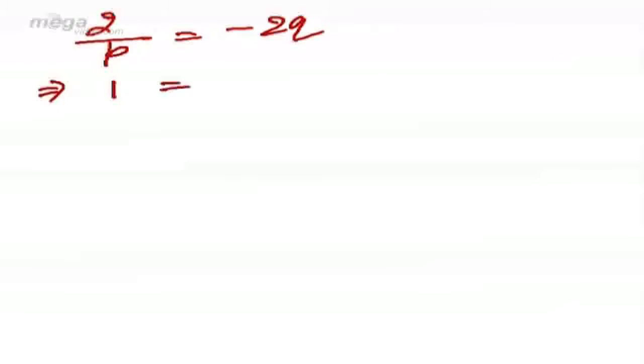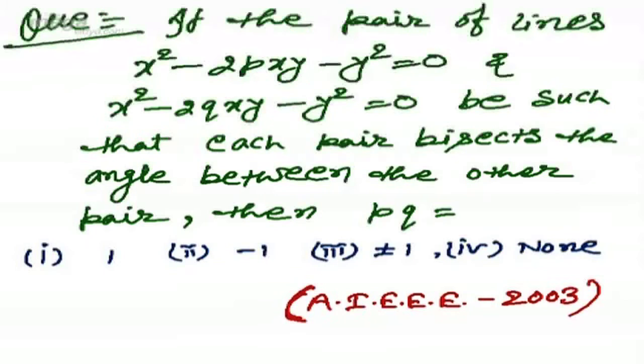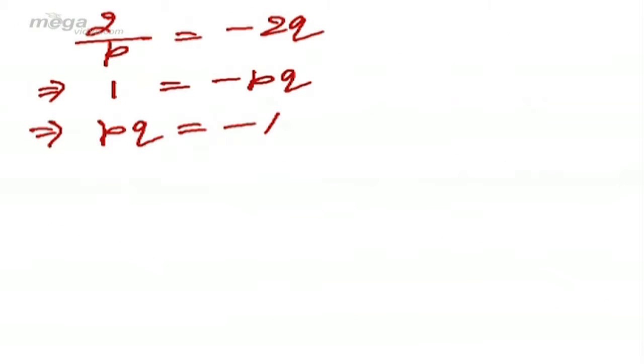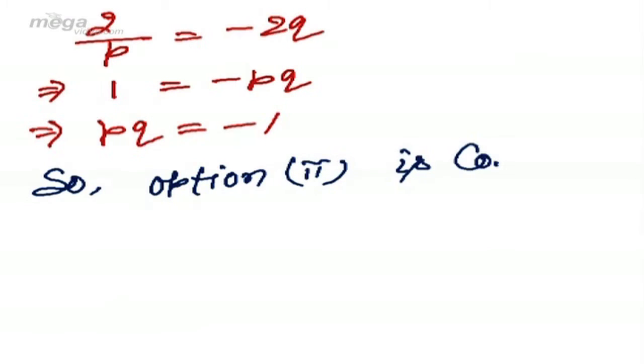So 1 is equal to -pq. From here you will get pq = -1. And hence, by using the options, you can see the second option is the correct option. So option number 2 is correct.